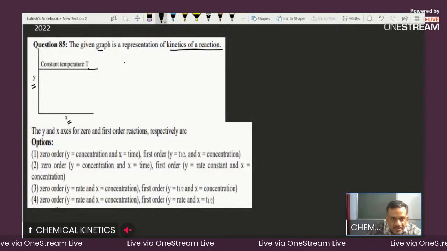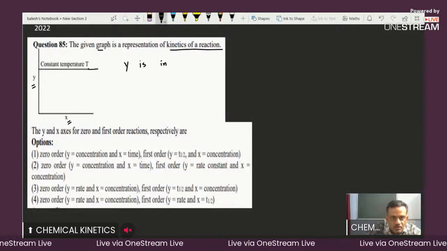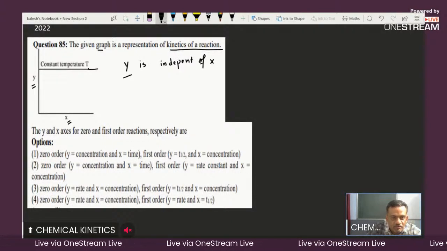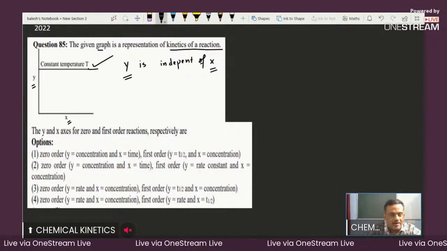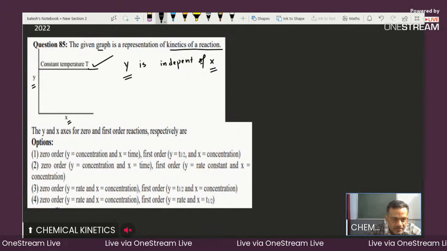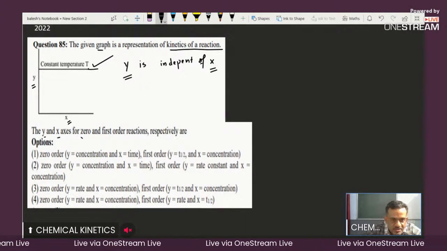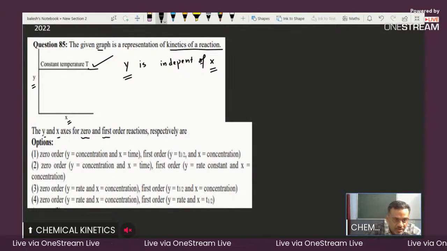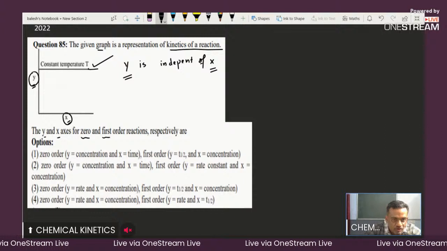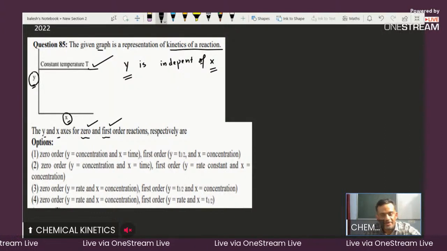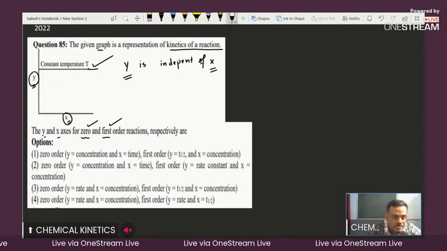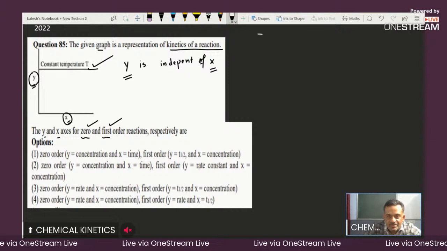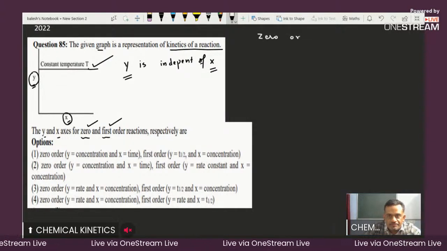That is a clear indication that y is independent of x. So in this graph, y is independent of x. Therefore, we are getting a parallel line. Now, let us see the y and x axes given for zero as well as first order reactions. What is y? What is x? For both zero and first order reactions, we have to find out what is y and what is x. Firstly, for the zero order reaction.